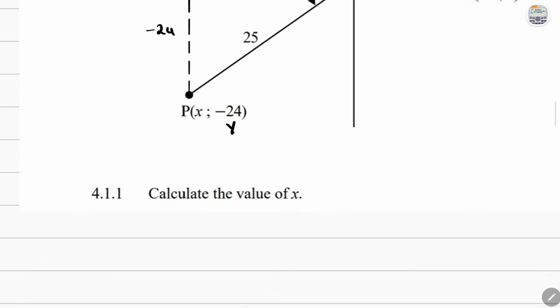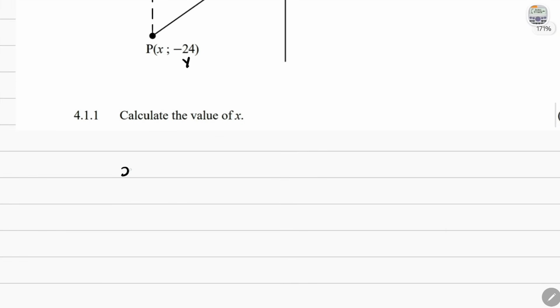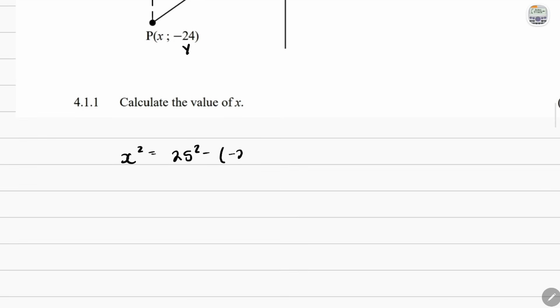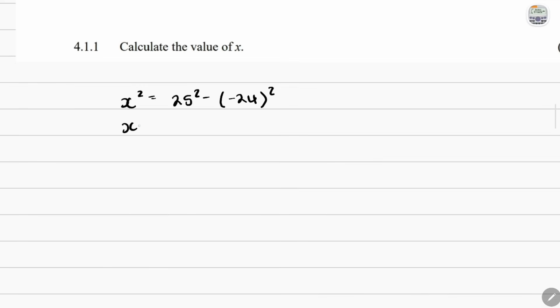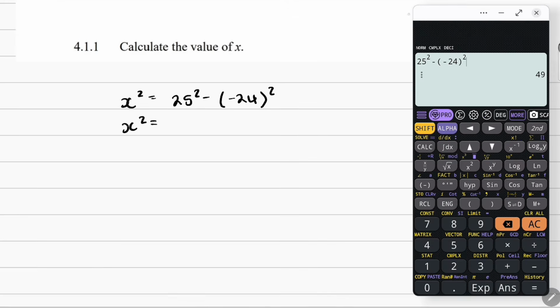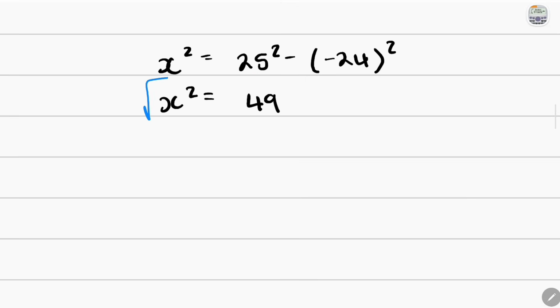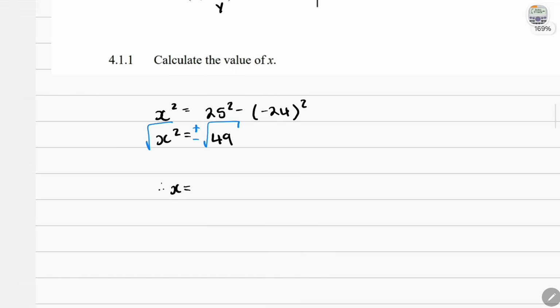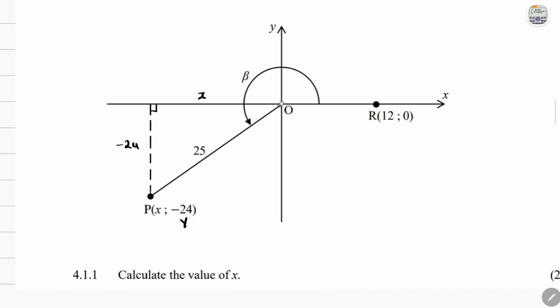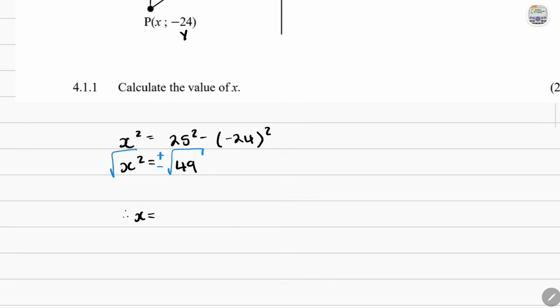So we can use Pythagoras here. To find x, which is the shorter side, we'll say x squared is equal to the longer side squared, which is 25 squared, minus -24 all squared. So x squared equals, and we can just find this, and this is 49, and then finally find x. So we'll square root both sides, but remember to consider the positive and negative solution. So x is finally equal to, based on the diagram, you can see that x is in the negative part of the x-axis. So we have -7, if you square root 49. So this is -7, and that is our answer.